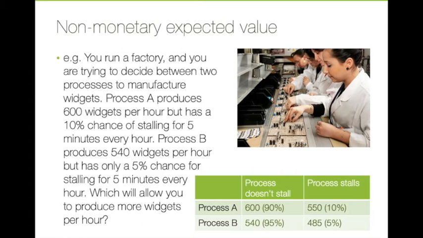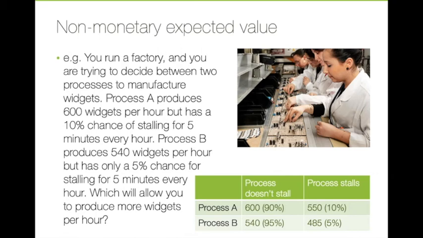And then we have to consider the outcomes and the chances of process stalling. So process A is a bit more unreliable. It stalls 10% of the time. And that compares to just 5% of the time for process B. Note that the numbers 550 and 495 were calculated on the assumption that the processes produce at a constant rate, and we lose 5 minutes of production. So that means losing out on 50 widgets for process A and just 45 widgets for process B.